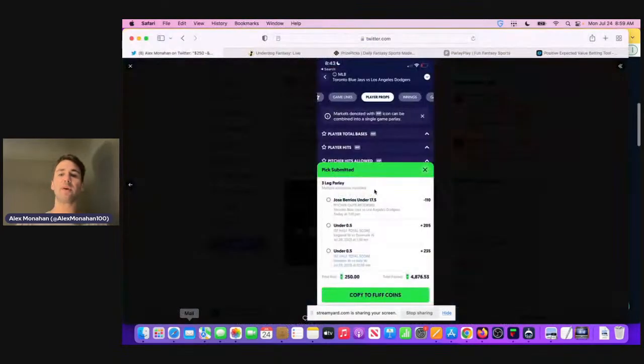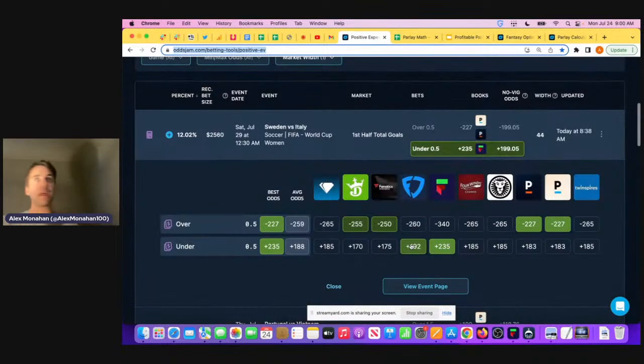You can see I went with these three picks on Fliff. I bet $250 to win like 5K. In my parlay, I hit all three of these bets. So if all three of these bets are positive EV, are mathematically profitable, then my parlay will be mathematically profitable.